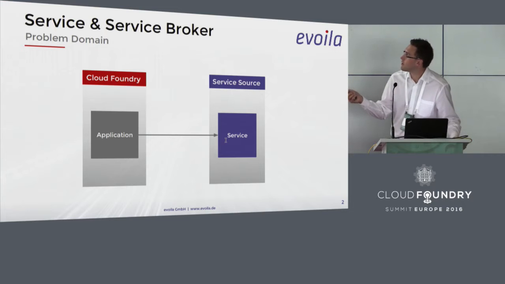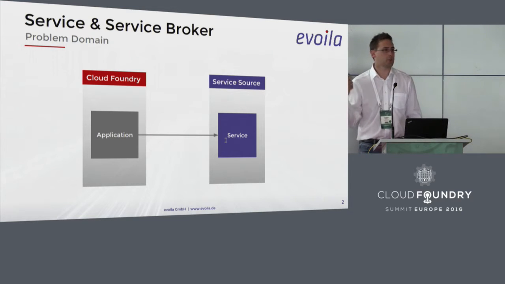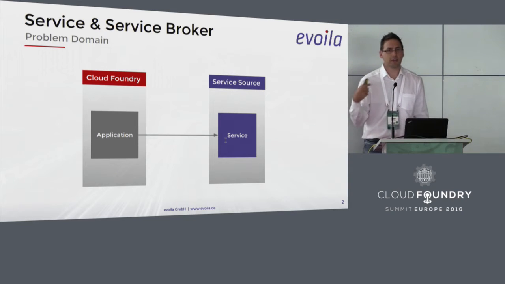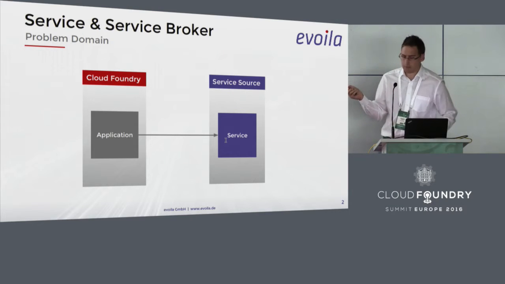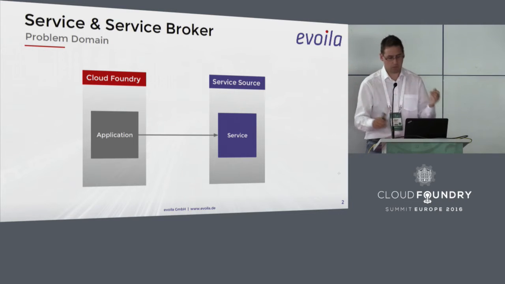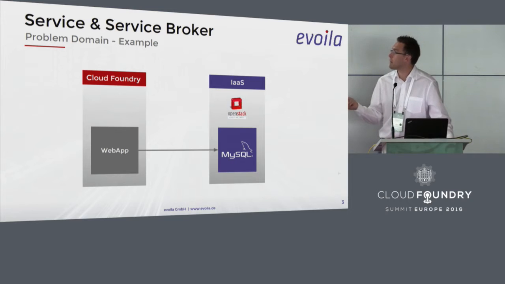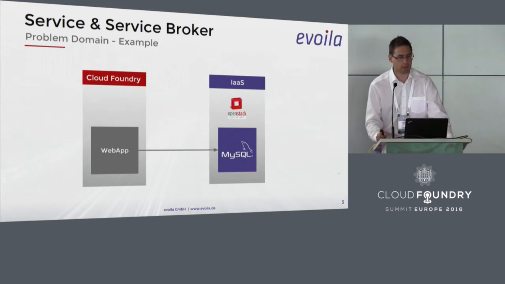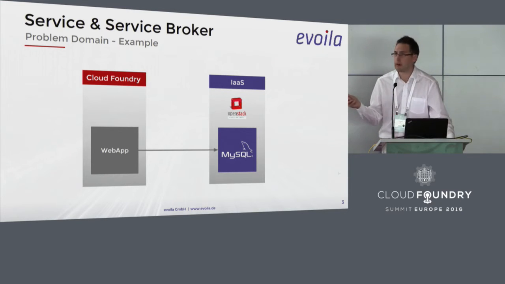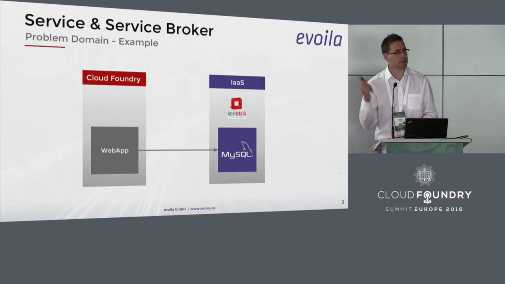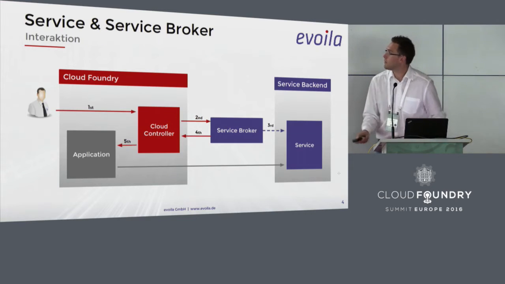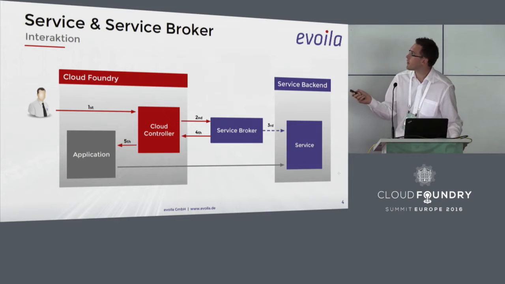Okay, what's the task? You have your Cloud Foundry, you have your application which you want to run there, but you need additional services like databases, or message queues, or whatever. So you have to have some service source there. One possibility maybe is you have a web app and you want to go to your MySQL server, which is hosted on your IaaS stack, like OpenStack or something. But how do you get there? How do you get this running as fast and easy as your apps, which you can deploy fast with your cf push? So the trick in Cloud Foundry is you have something called a service broker.